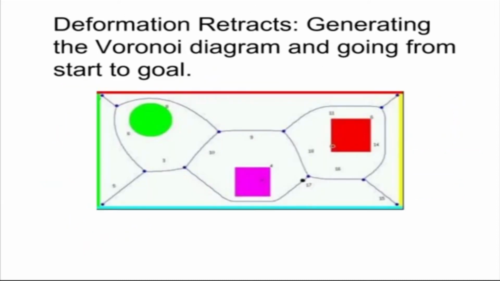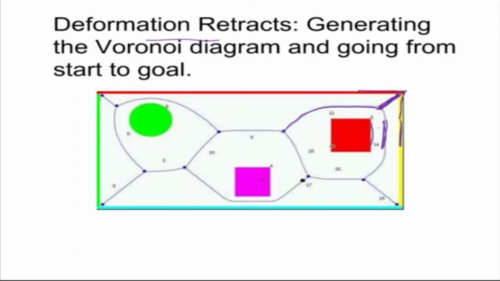And this is basically the idea of deformation retracts, where we are trying to generate a Voronoi diagram that is going from the start to the goal point by using a network of paths which are equidistant from the obstacle and the workspace boundaries. So this is a network of paths, and how did we get them? They are basically equidistant. So this line here is equidistance between this and this. Okay. Now this here is equidistance between this side and this side.